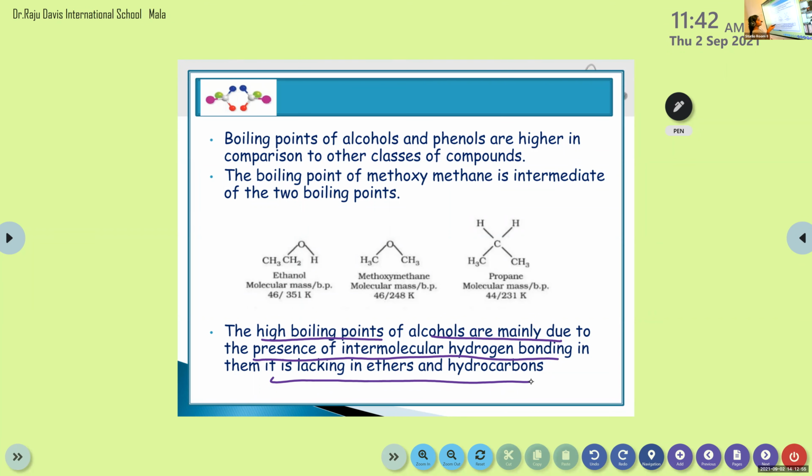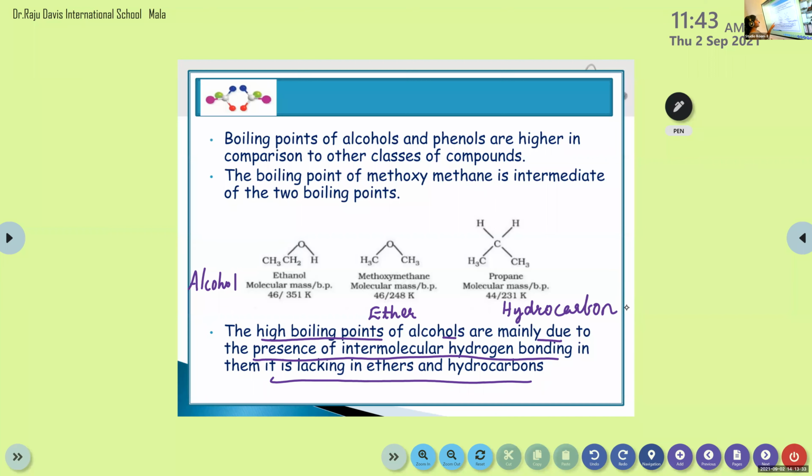They have almost the same molecular mass: 46, 46, 44, right? Ethanol, methoxymethane, propane. The first one comes under the alcohol group. The second one comes under the ether group, and the third one is a hydrocarbon. Ethanol is an example for alcohol. This one is an ether because methoxymethane has an oxygen group there. And the third one is a hydrocarbon. These three compounds have almost similar molecular mass.